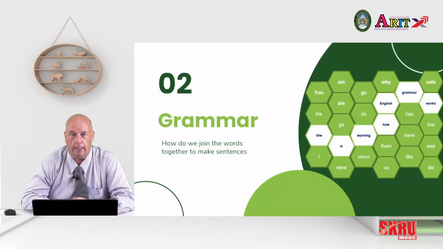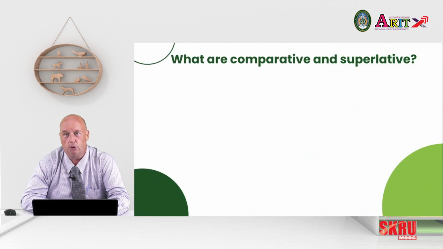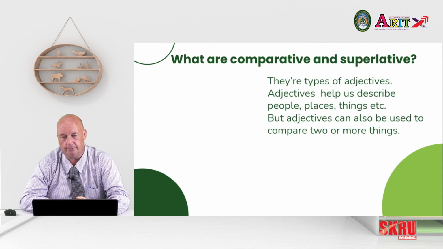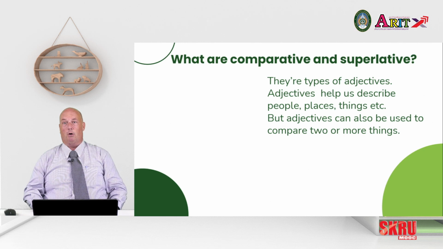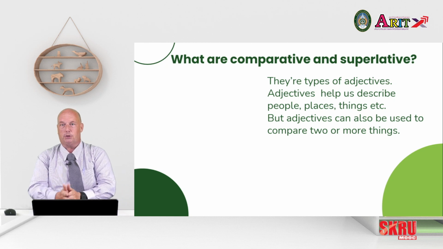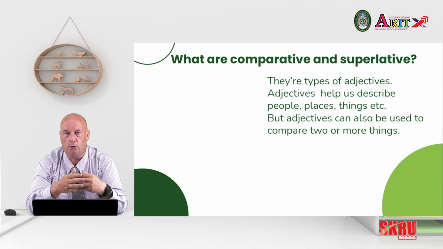Today we're looking at Unit 10, Part 2, Grammar, where we're going to look at using comparatives and superlatives. So what are comparative and superlative? Basically they're types or forms of adjectives. As you know, adjectives describe nouns, people, places, things. But they can also be used to compare two or more things. And that's where comparative and superlative adjectives come in.